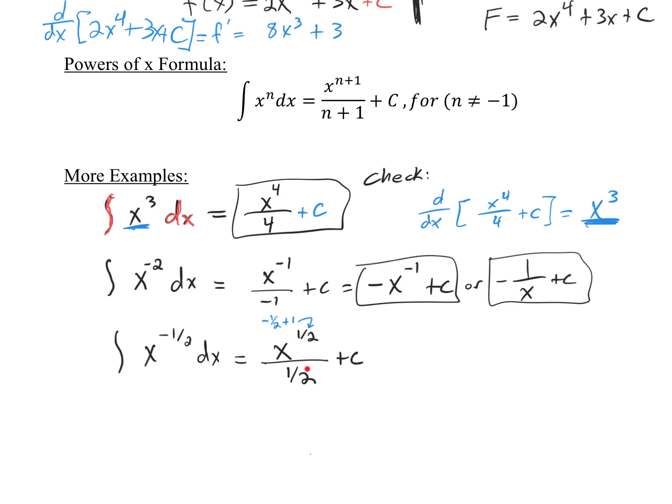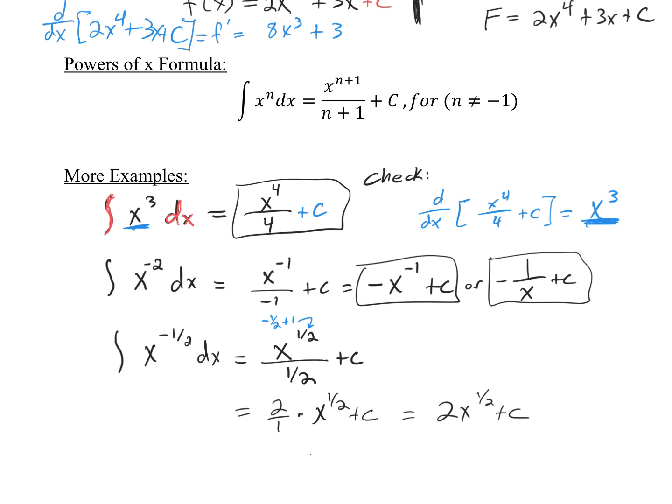Now this is pretty ugly, so I'm going to simplify my denominator. If you're dividing by a fraction, this would be the same thing as multiplying by the reciprocal. Let's go ahead and write this here. So this would be the same as 2 over 1 times x to the 1/2. Right? We just changed division by a fraction to multiplication by the reciprocal. Let me not forget this plus c. So my final answer here is 2x to the 1/2 plus c.